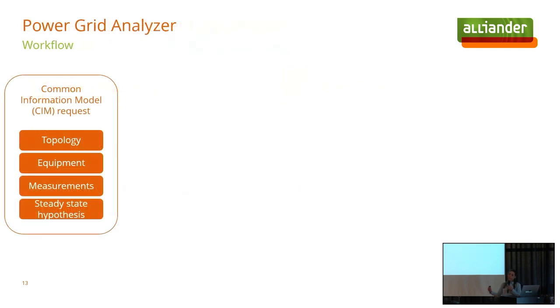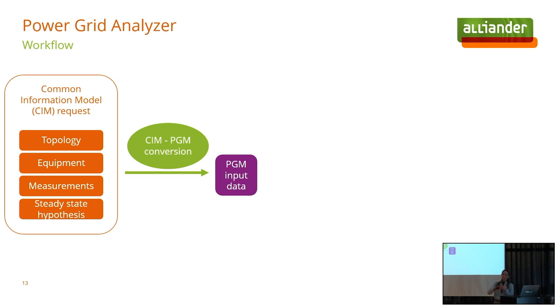Now I'll explain a bit the workflow, how the power grid model is integrated within the power grid analyzer. Everything starts with a request, a package that contains everything for a specific calculation that we want to do. It contains all the topology that is needed, all the measurements, and what we want to calculate, expressed in a steady state hypothesis. This is a standard format according to the CIM. Then we use an internal CIM to power grid model conversion, because our application of the CIM is a bit specific to system operation, and then we get the data in the standard power grid model format.